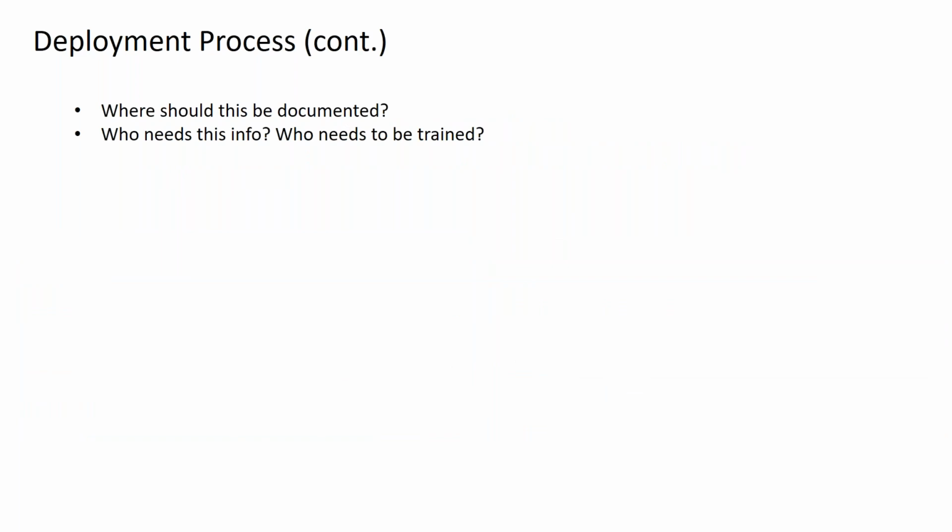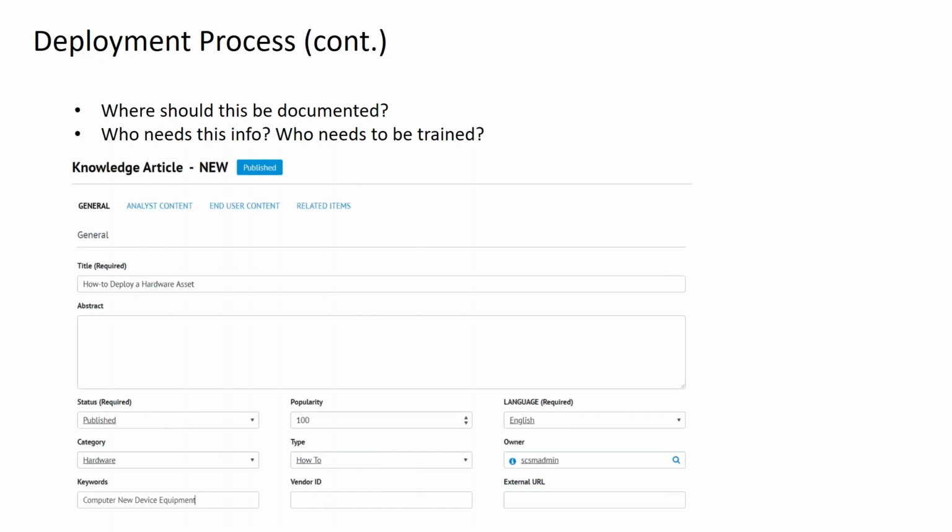So next, where should this be documented? Let's say at this point you've got all your assets in your system, you have everything configured, you've looked at all your different statuses, maybe you've made some custom statuses, and you've mapped out what needs to change and when. So where does this need to be documented?